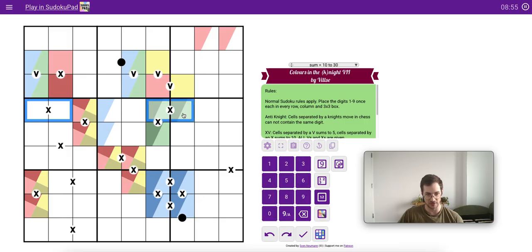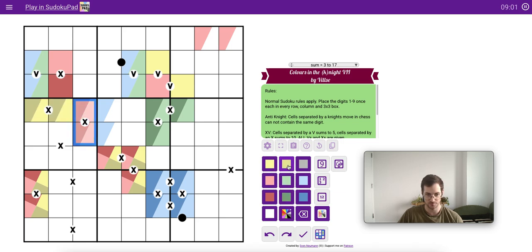We just said they can't be green and they can't be red, so we know that these are yellow. Amazing, which means these are not yellow. They are red. This dark red sees this cell by knight's move, so it can't be dark red. And these two can no longer be yellow, because if they were, this cell would have no value.